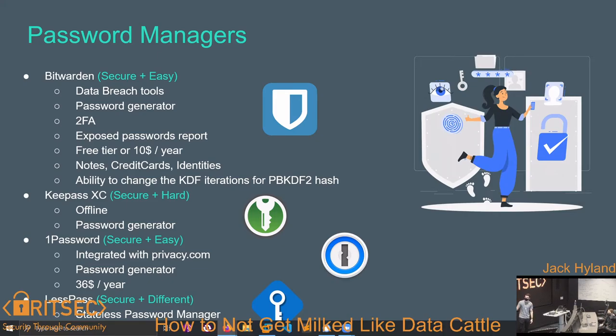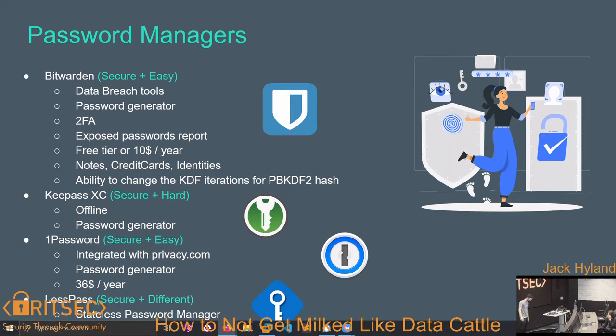1Password, really popular, really secure, really good. Integrated with privacy.com, which we'll get into in a minute. Secure, super easy. It's a little bit more money. It's $36 a year, so it's like three times the cost of Bitwarden. It's also closed source, if you care about that.